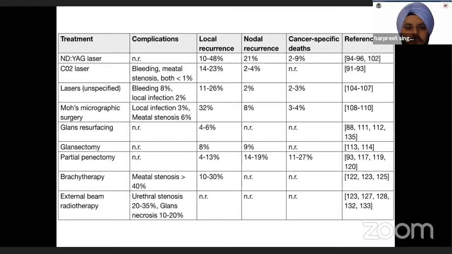These tables show the different treatment options for local recurrence and nodal recurrence.